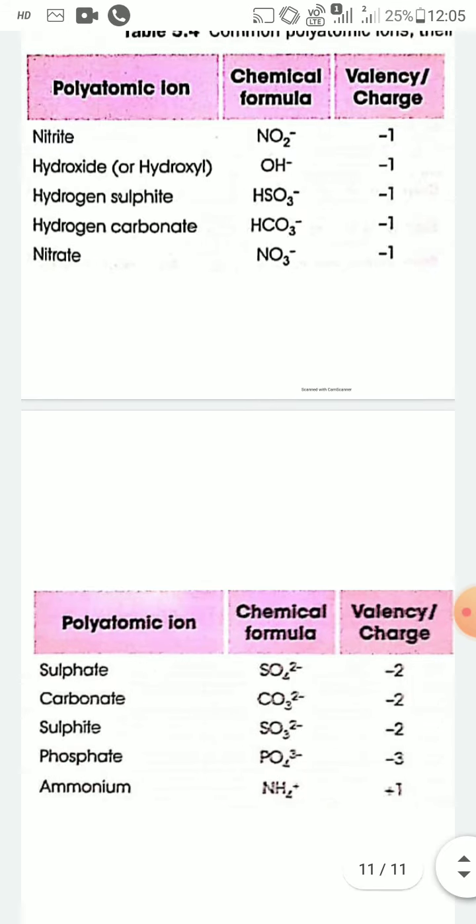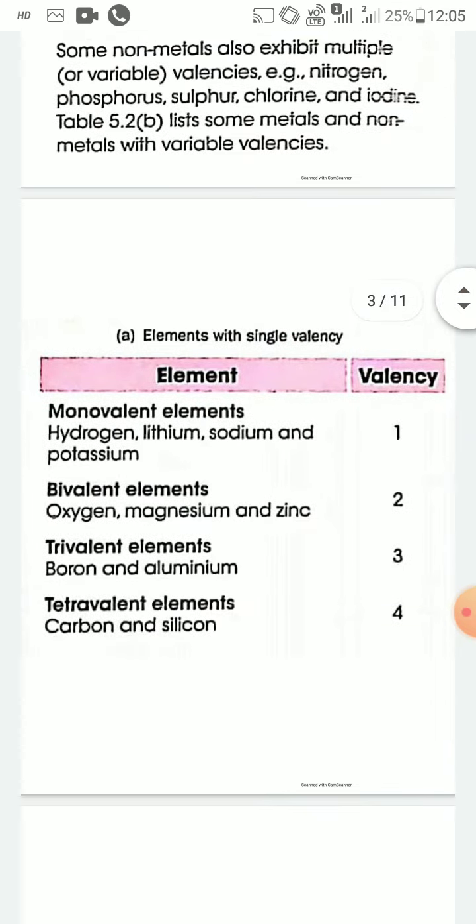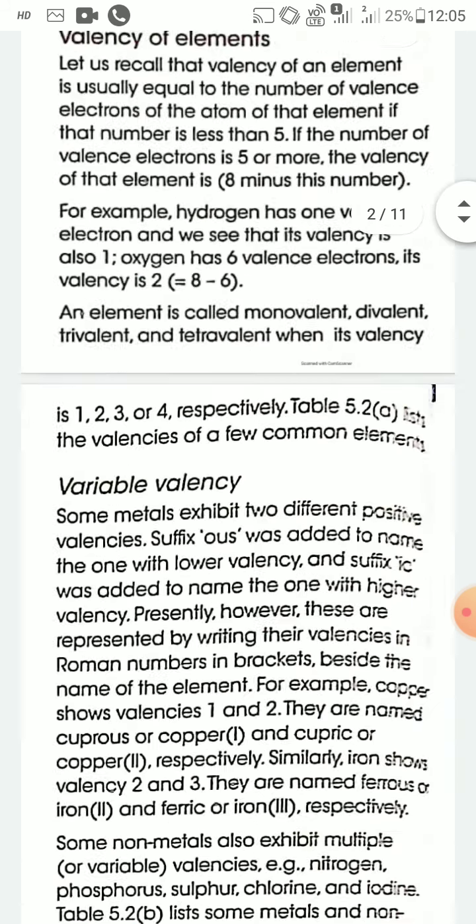Okay, so today I have discussed valency and cations, anions, that is ions and radicals and their valencies, and chemical formulas of some cations, anions, acid radicals, basic radicals, and polyatomic ions with examples. You have to read all the chemical formulas of all polyatomic ions with their valencies. Thank you.